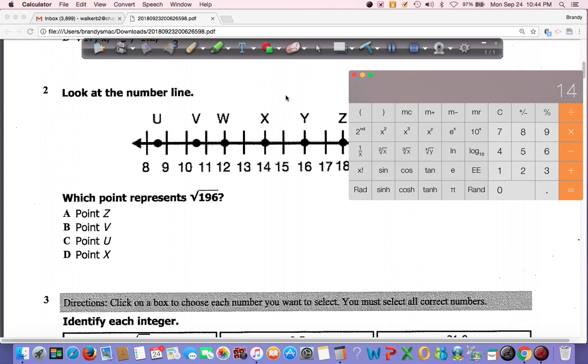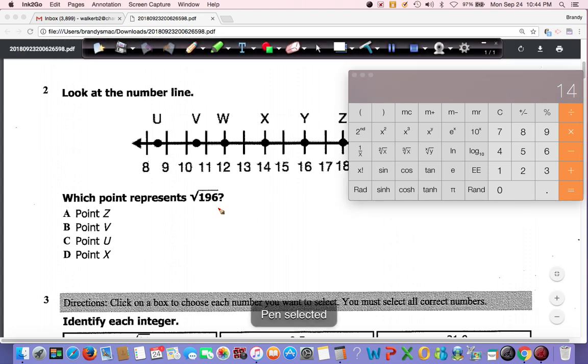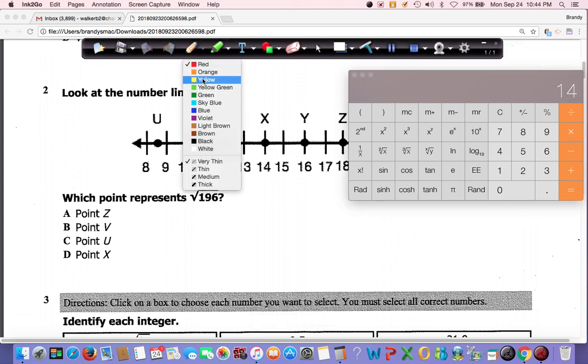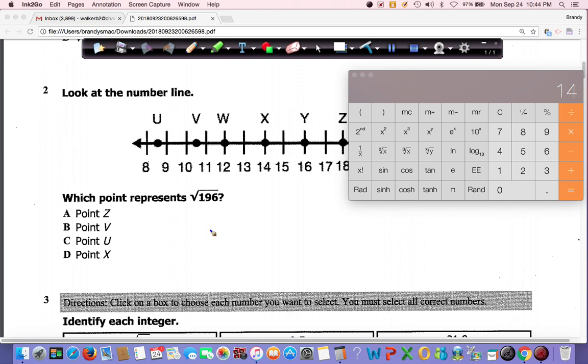14. All right, so to show work for this problem, you would write down, I like my blue, the square root of 196 equals 14. Now, it's a crooked 4, but that's okay. You guys get it.